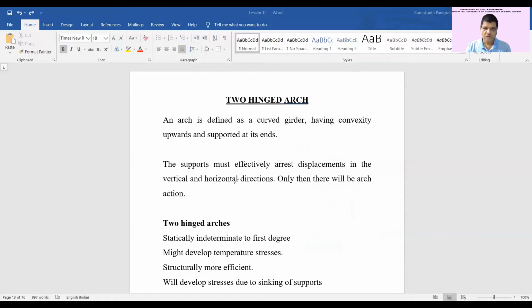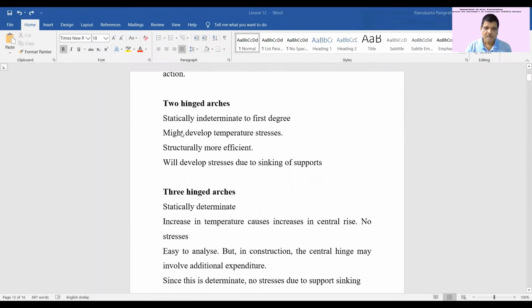Now, if you go for the two-hinged arch, there are different types, such as the parabolic arch. The shape may be anything. Basically, we'll discuss the parabolic arch and the circular arch, but other types of arch can also be constructed in the field. Now, it is statically indeterminate to the first degree.